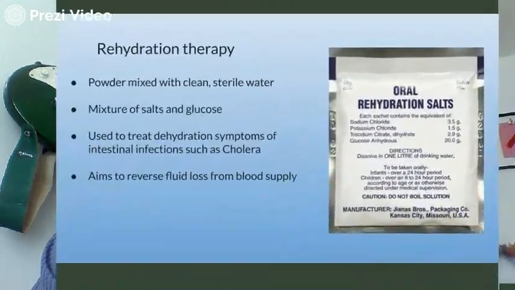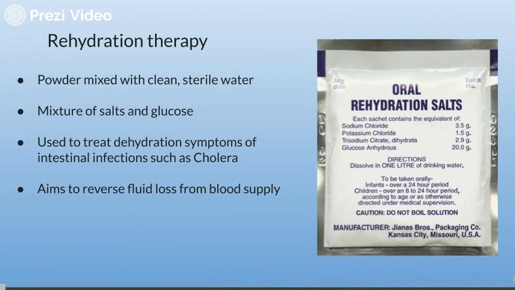Okay, so the next one up is rehydration therapy. Now, rehydration therapy is generally used to treat the symptoms of severe diarrhea or dehydration, essentially, that's caused by things such as cholera. Now, the rehydration therapy itself is quite simple. It's just a powdered mixture of salt and sugar, and it should be mixed in with clean, sterile water, and you give it to the patient.